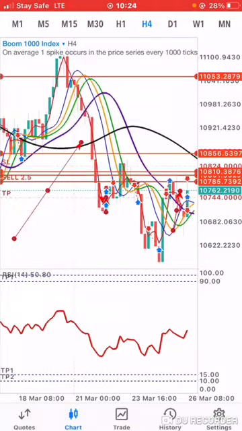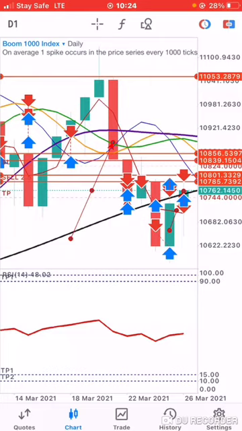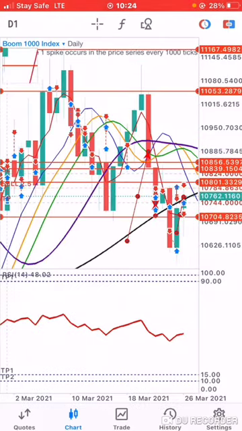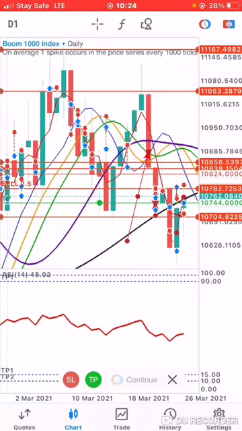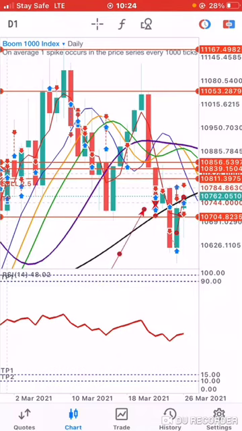Let's check the daily chart. What is the daily chart telling us? You see, the daily chart is also telling us that after the market broke out of this moving average, that means there is a change in trend now. The market has already broken out of the 50 moving average, sorry, this black moving average. So that means there is a breakout now, a change in trend.